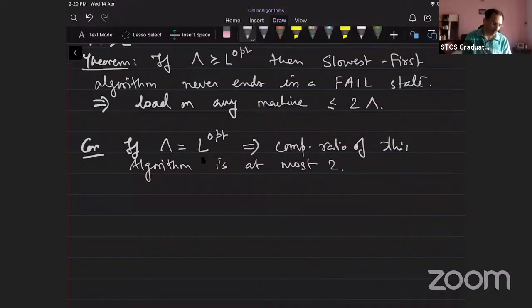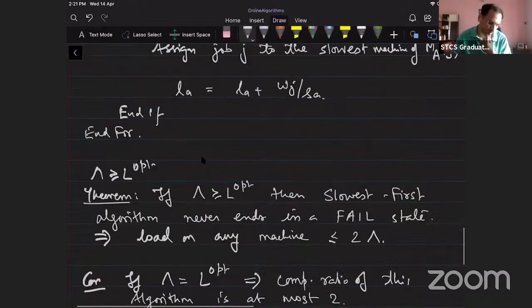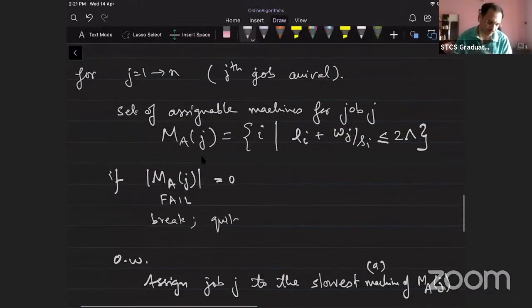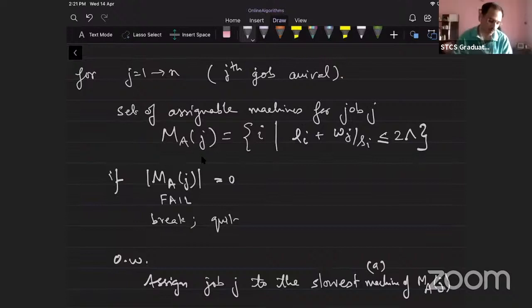Okay, so shall we proceed to the proof, or are there any comments to be made here, or does anybody have anything to say about the algorithm? Why it makes sense to do this? So this 2 lambda limit is before assigning a job, before assigning a new job. No, after assignment. So Li plus Wj by Si. Those are the set of machines that even after assignment, I will not exceed 2 times lambda. And that is why I can say what I'm saying.